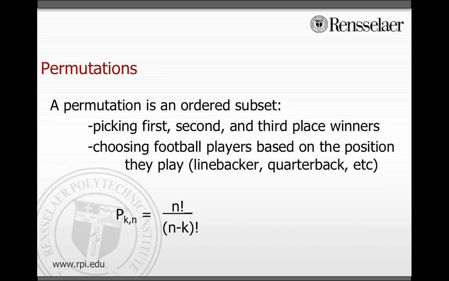Next, let's talk about permutations and combinations. A permutation is an ordered subset, which your textbook denotes using P sub k comma n, where n is the number of events and k is how many you're choosing from it. This is calculated using the formula n factorial divided by n minus k factorial. Examples of permutations include picking the first, second, and third place winners in a competition, or choosing football players based on their position on the team.